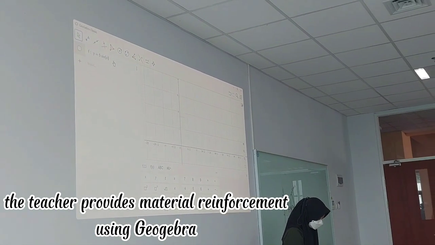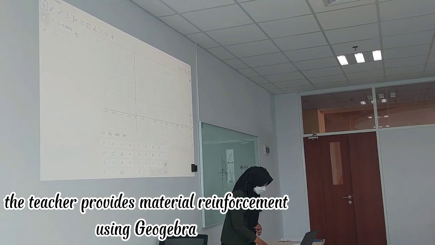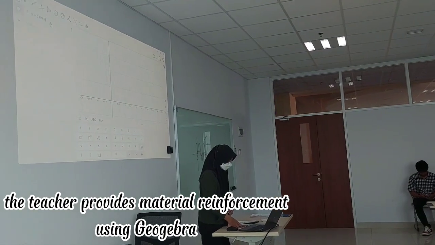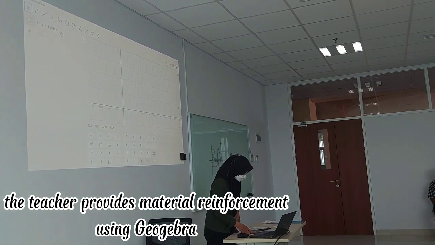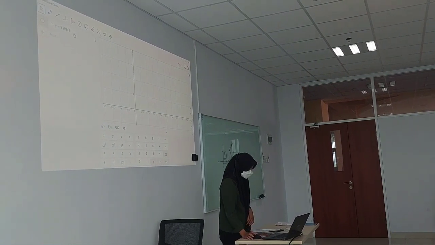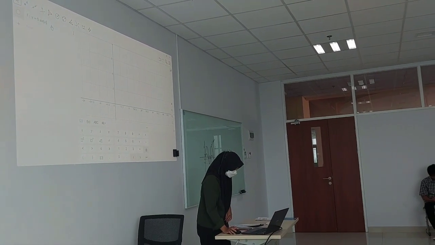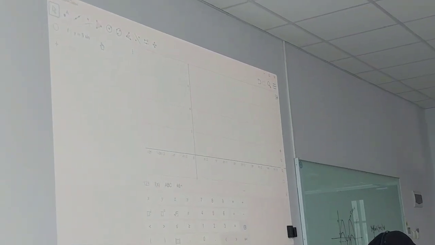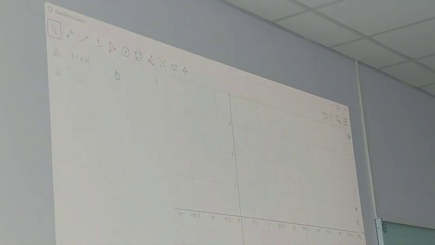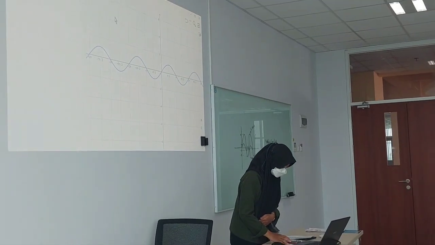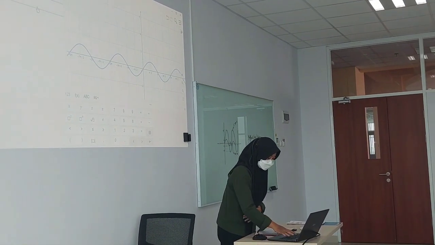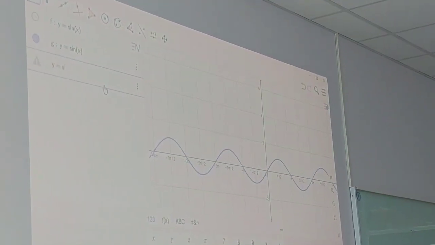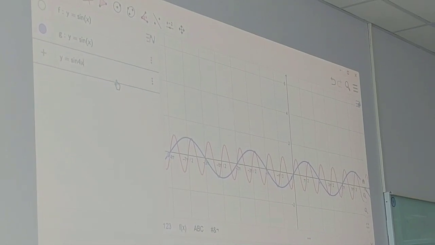Okay, now I will give you a reinforcement regarding the shift in the graph caused by changes in the constants B and C. First, we will discuss the change in constant B. Suppose I have a graph y equals x, and then I have a graph y equals 4x.